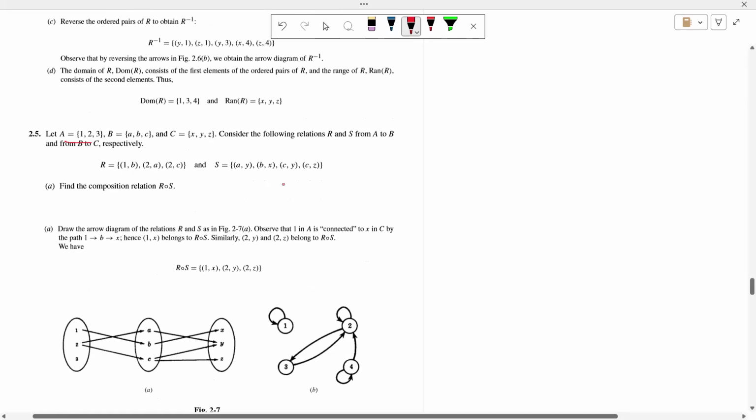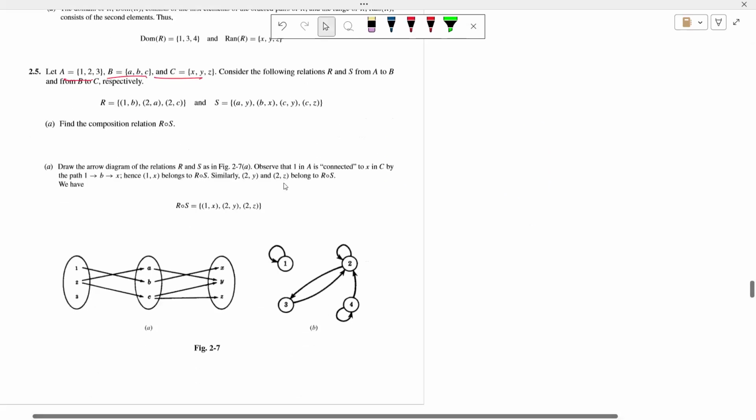Then I will explain this one. There are three sets, A, B and C. They are giving a relation from R to S. So now you can draw the diagram, and they have already drawn the diagram as well. The first relation R is from A to B: 1 to B is there, then 2 to A is there, then 2 to C is there. If you look at S, A, Y is there, then B, X is there, then C, Y is there, C, Z is there. So this is the diagram.